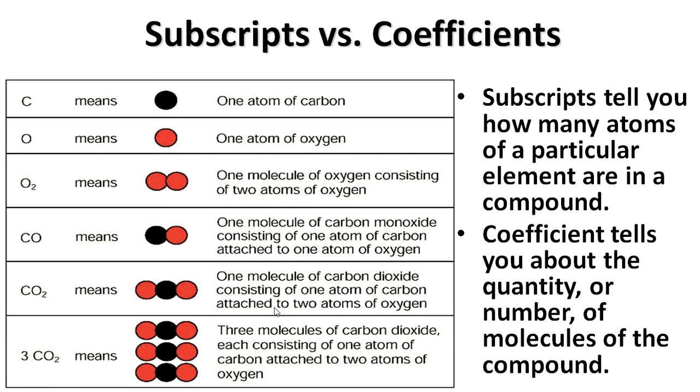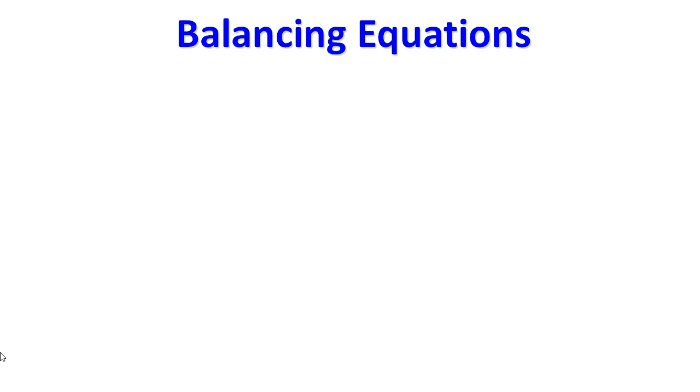Coefficients tell you about the quantity or number of molecules of a compound. Here, 3 is the coefficient. Having 3 in front of carbon dioxide means I have 3 molecules of carbon dioxide, each consisting of one atom of carbon attached to 2 atoms of oxygen. In totality, I would have 3 carbon and 6 oxygen atoms.